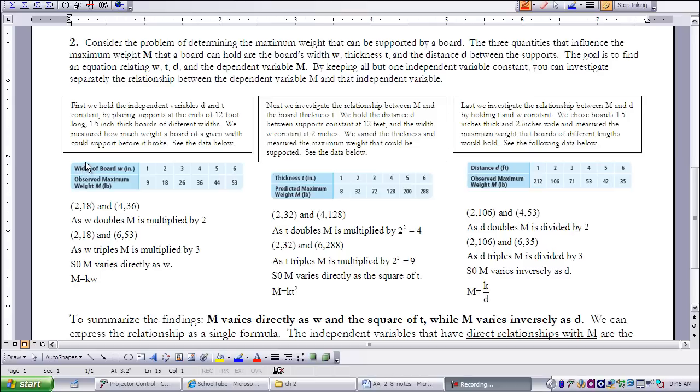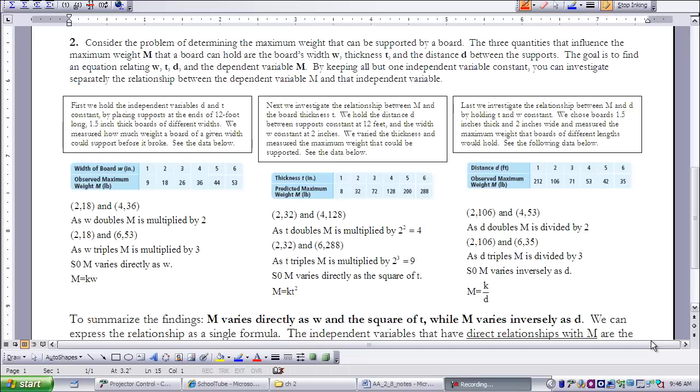When I look at the width, I'm going to hold the other two variables, the thickness of my board and how far apart the supports are, constant for the experiment. When I go to measure thickness, I'm going to change the thickness of my board, but I'm going to hold the width of the board and the distance of the supports constant. And with the third one, I'm going to change around my supports, but I am going to hold the thickness of the board and the width of the board constant. So when setting up this experiment to collect this data, all non-essential independent variables are held constant so that you could see how the independent variable that you're testing affects the weight, or M.